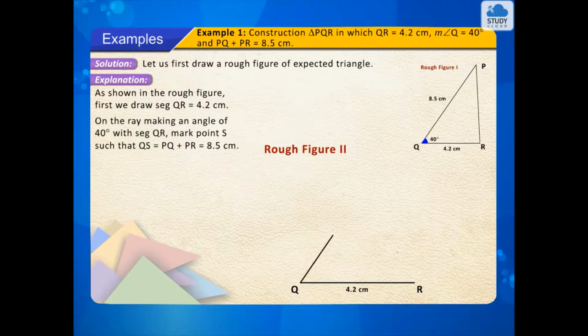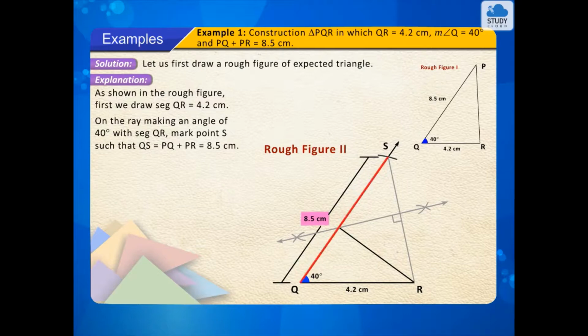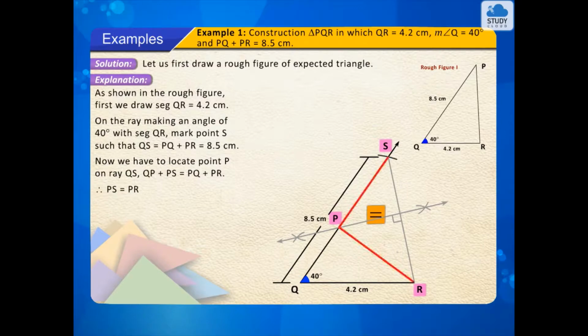On the ray making an angle of 40 degrees with segment QR, mark point S such that QS is equal to PQ plus PR, which is equal to 8.5 cm. Now we have to locate point P on ray QS. QP plus PS is equal to PQ plus PR. Therefore, PS is equal to PR.